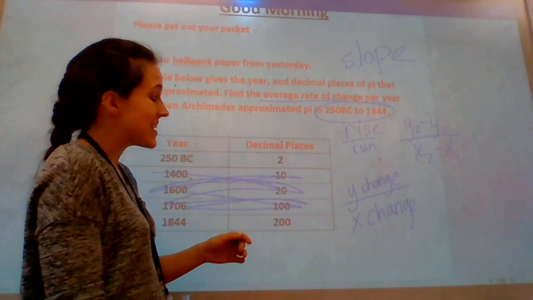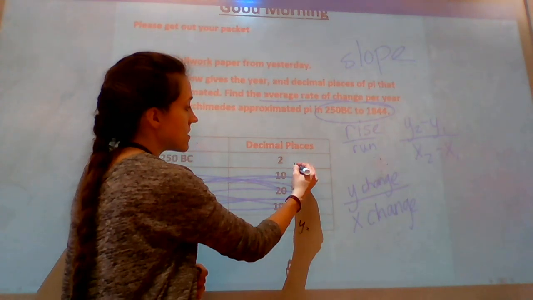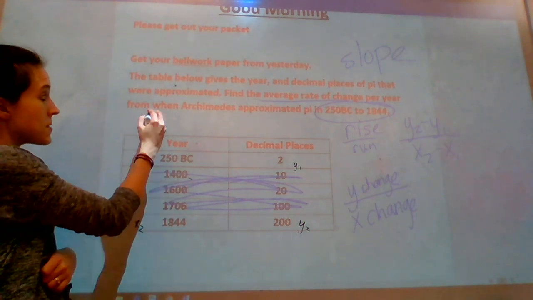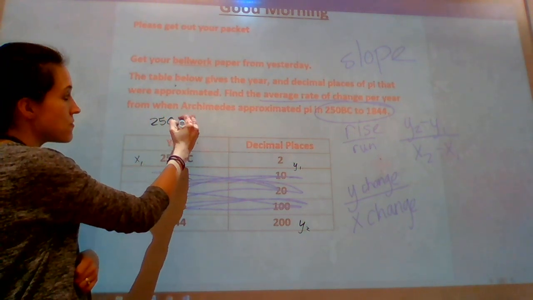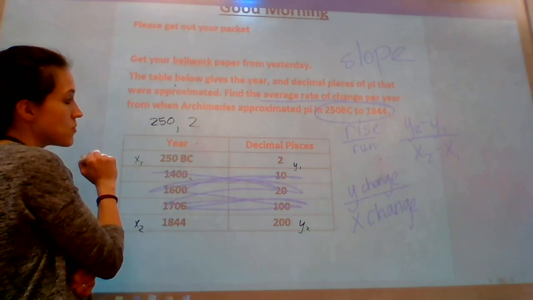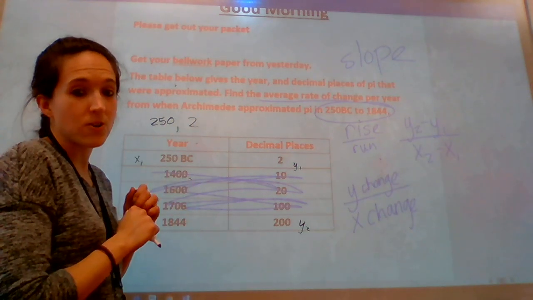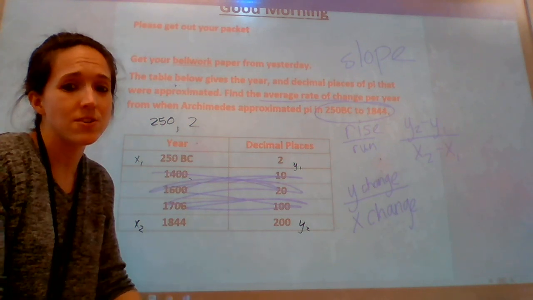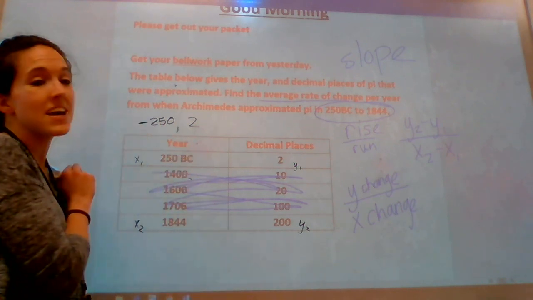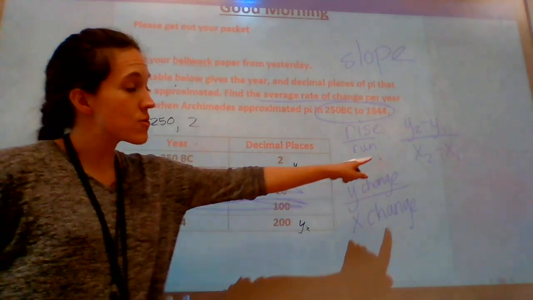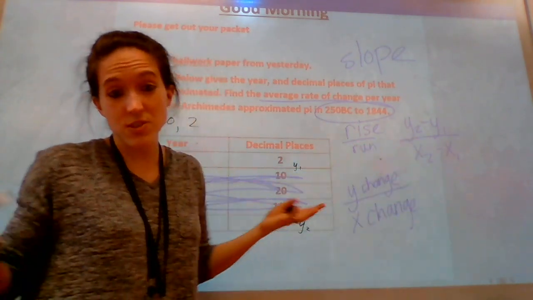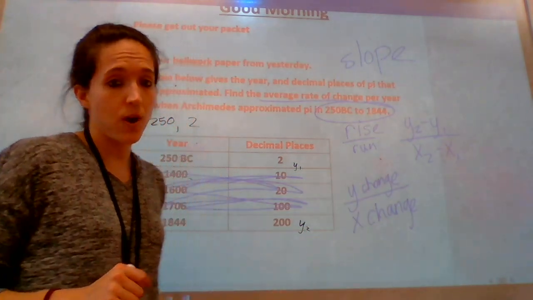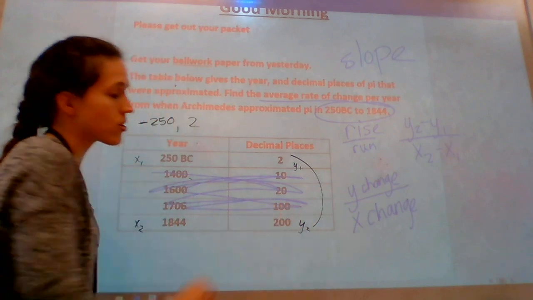So I can either think of this as y2, this is y number 1, this is x1 and x2, because technically 250 and 2 are ordered pairs. But here's what's tricky. 250 BC means before year 0, so that's really a negative. Okay, you can plug into this formula. You could graph it if you wanted and see rise over run, but I'm going to do y change over x change. So how far apart are my y's?